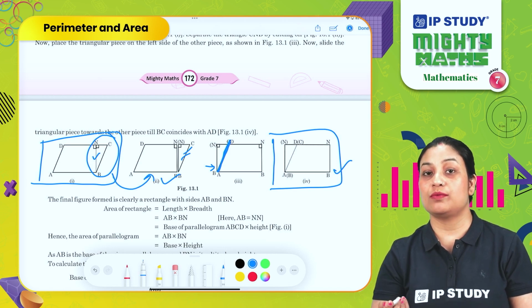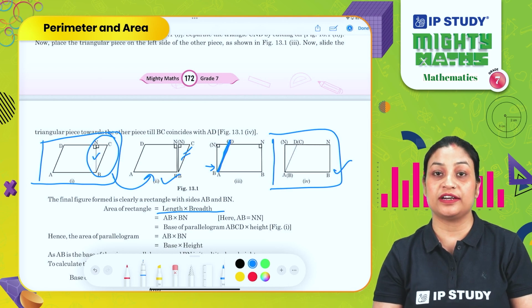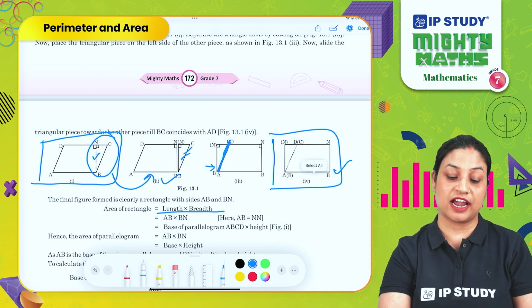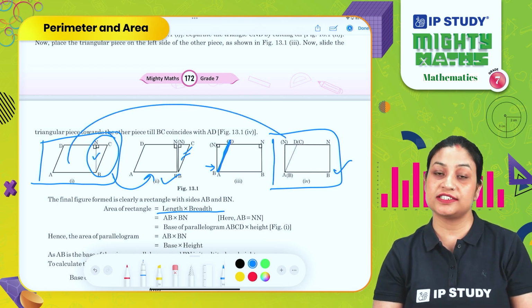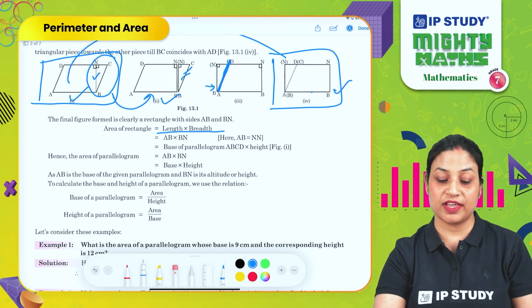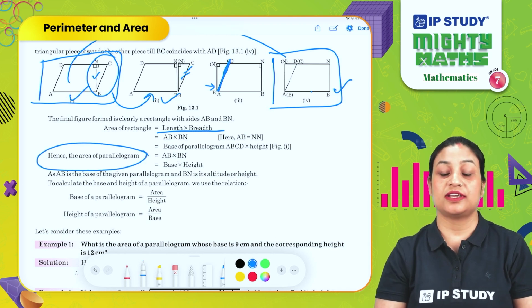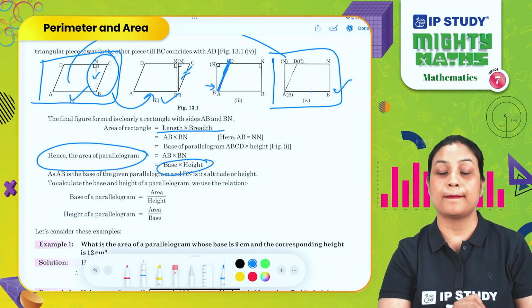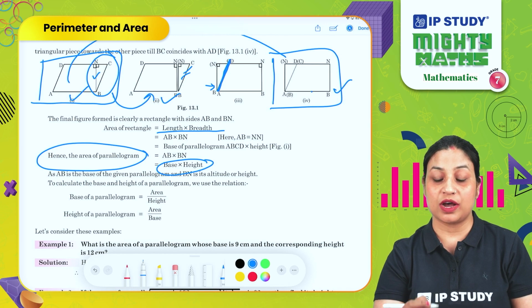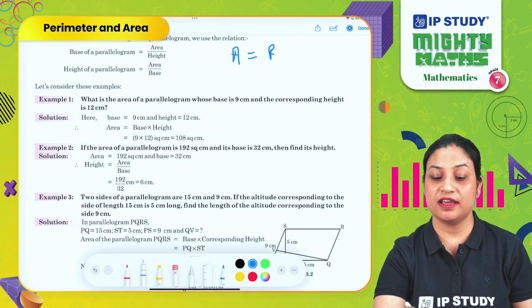And we know what is the area of a rectangle? Area of rectangle is length into breadth. Since this rectangle is derived from this parallelogram only, we can say that the area of this rectangle is equal to the area of this parallelogram. So from there, we come to know that the area of a parallelogram is given by base into height. So I will get my formula. So area of parallelogram is given by base into height.